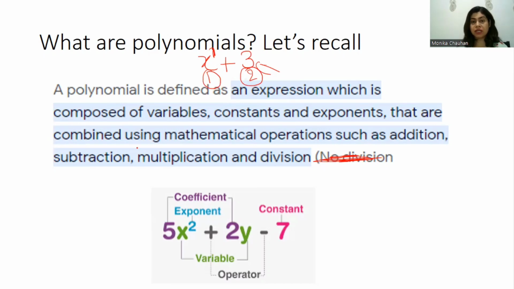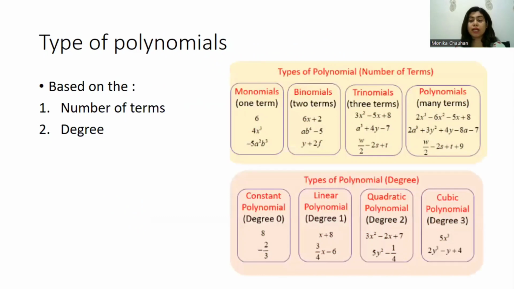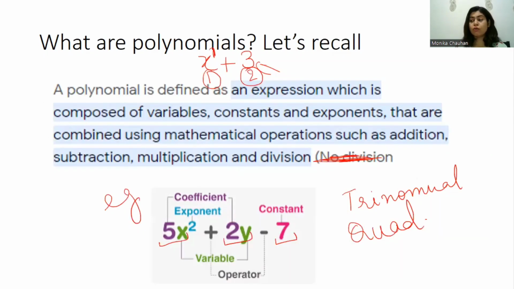Now let's see how many terms are there in this example. So you have one term, you have second term as 2y, then you have 7. So there are three terms. So ideally, it's a trinomial based on the number of terms. And then you have here a quadratic polynomial. This is also called a quadratic polynomial. Now I'll explain why it is called a quadratic polynomial. Quadratic polynomial, why? Because it has the exponent as 2. The highest power of the variable is 2.